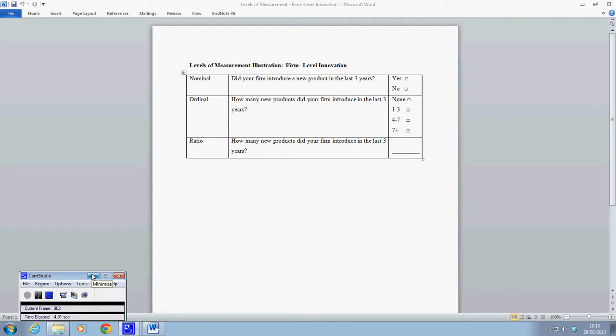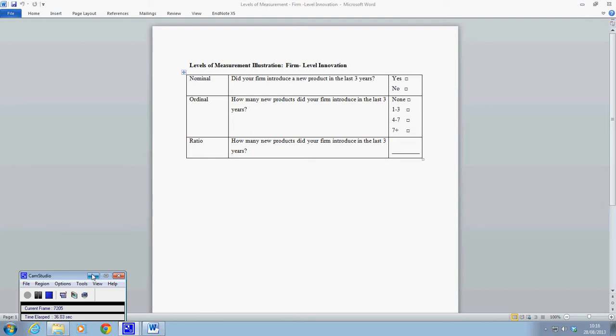In this example, we're going to look at how different questions on the same topic will provide you with a different type of variable. And by type of variable, I mean the type of measurement, the level of measurement. Okay, we have three questions here on firm level innovation, the type of questions that would be used in questionnaires delivered to firms where they are asked about innovation, specifically whether they've introduced new products or not.